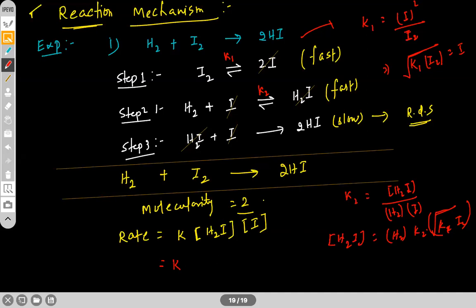H2I is what? H2I is, we have K2 into root over of K1 into I2. H2I is this, K1 into I2. And see, H2I concentration is what? K2 into K1 into I2 root over. So K2 I2 into H2 we should write. So this is the concentration of H2I. I is what? I is root over of K1 into I2.